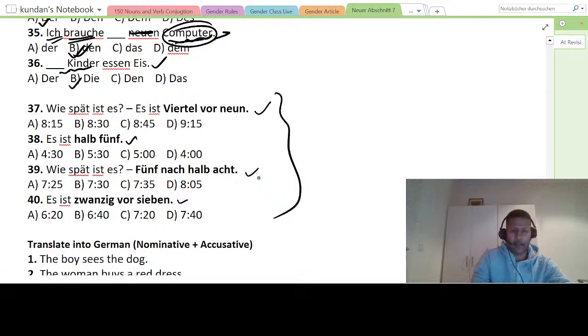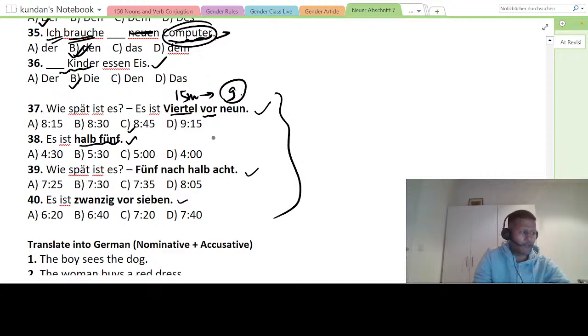All right, I see the answer now. So Viertel vor 9. So 15 minutes before 9 o'clock. That is Viertel vor. Vor is before. Viertel is 15 minutes. So before 9. So the right answer is what? 8:45.